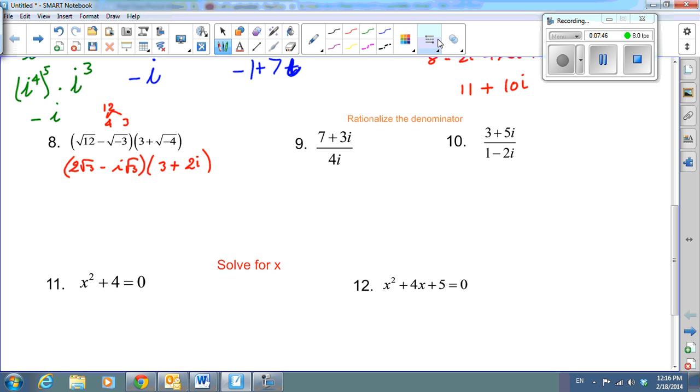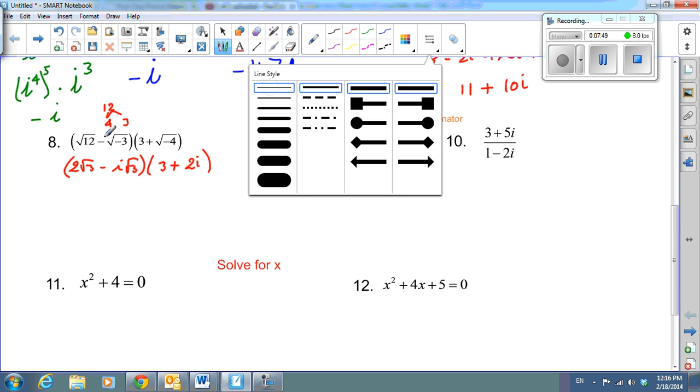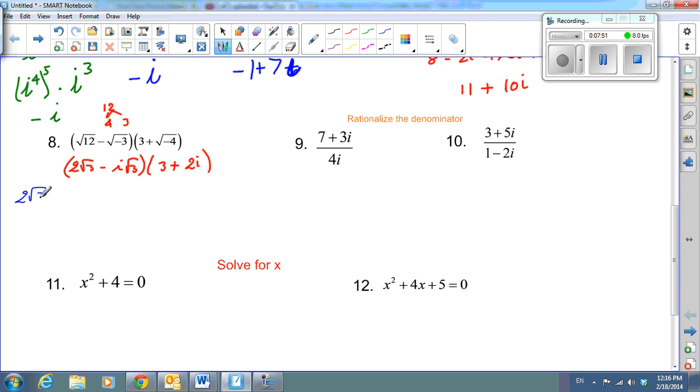Now I will use my double distribution. I will use the blue on this one. So I will have 2 square root of 3 that I'm multiplying by 3 plus 2i. And I will also have negative i square root of 3 that I'm multiplying by 3 plus 2i. If you distribute it, that will give you 6 square root of 3 plus 2 times 2 is 4i square root of 3 minus 3i square root of 3, and this one will give you a plus 2 square root of 3 because i squared is negative 1.